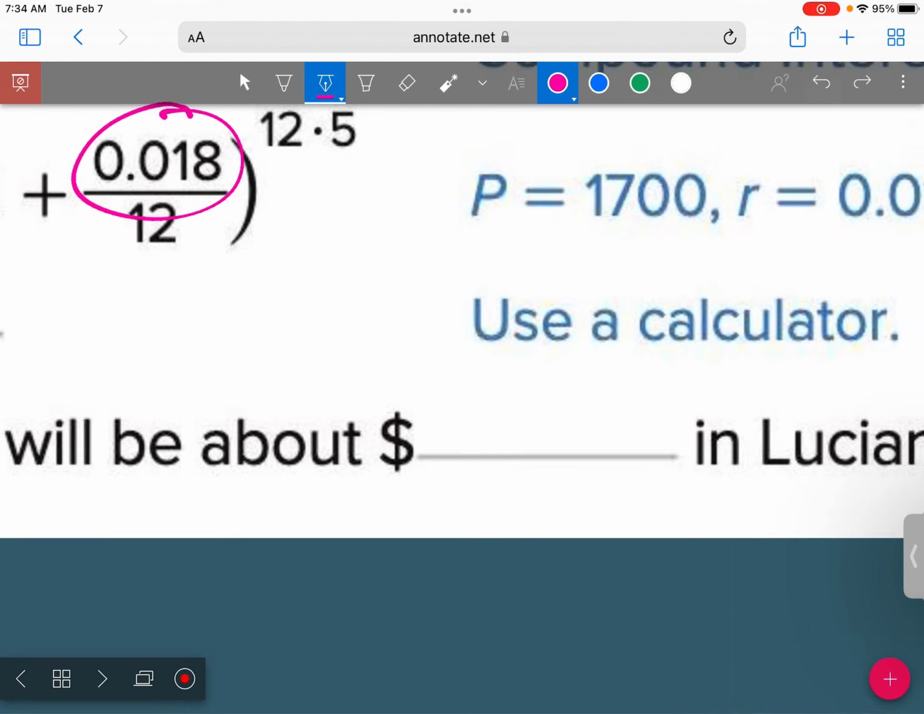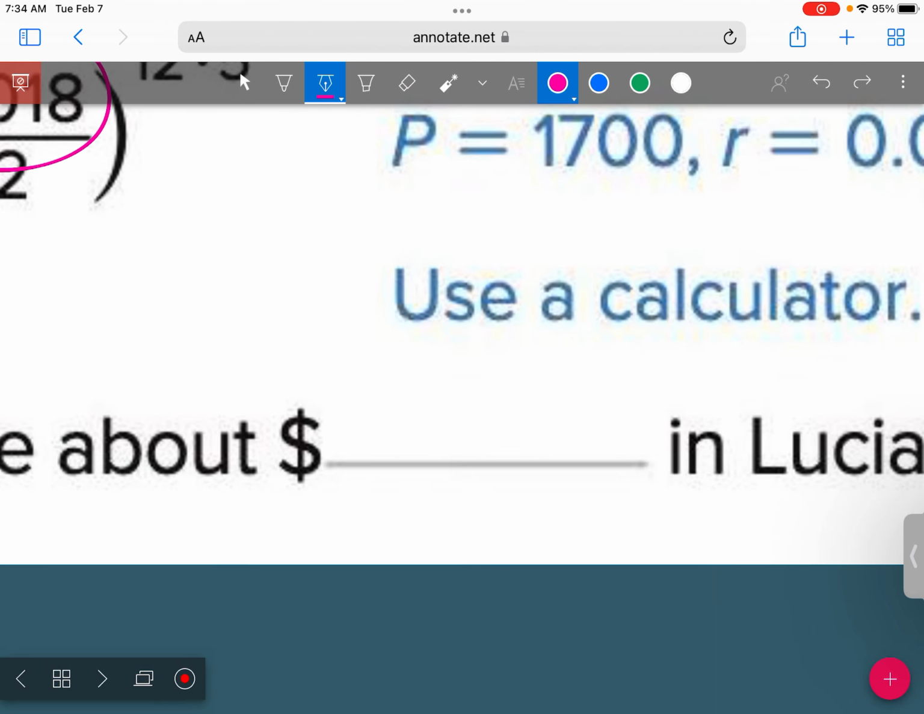Questions about this? Anything we're confused on? Any piece of this equation that we want to go through again? Yeah, Joshua.